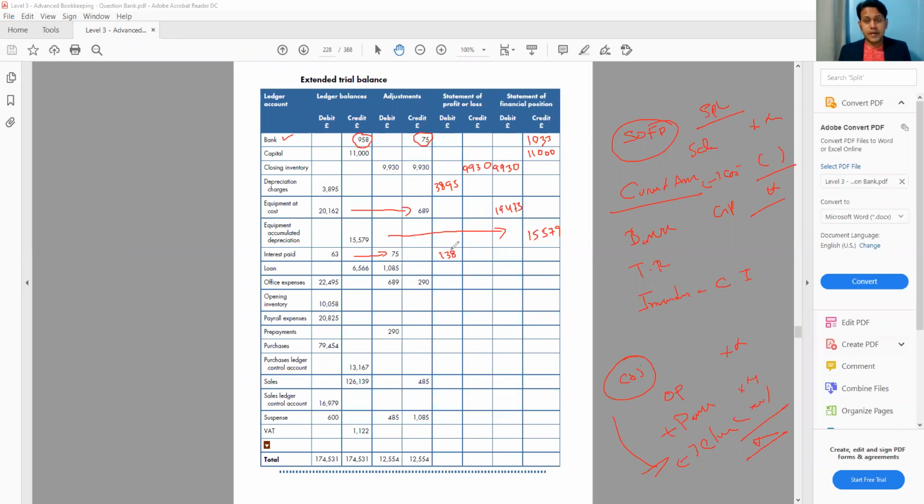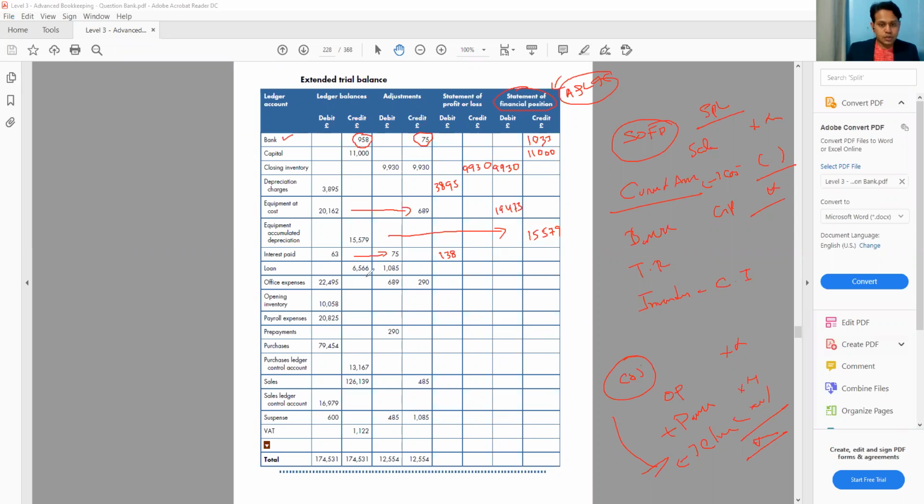On our statement of financial position, we only consider asset and liability and capital. These three things only come to the statement of financial position. On the other hand, in the statement of profit and loss account, we consider expense and income.